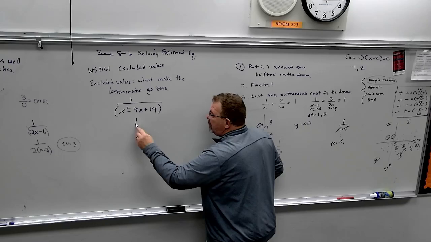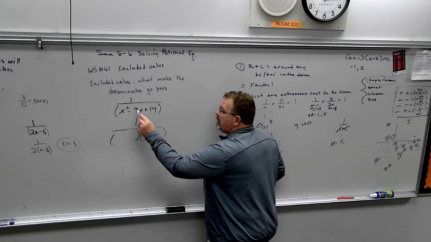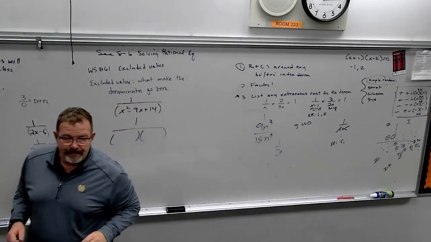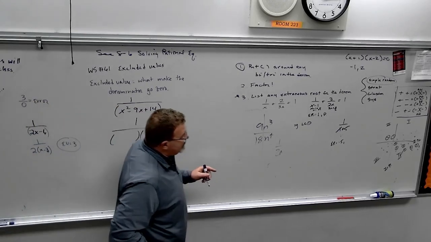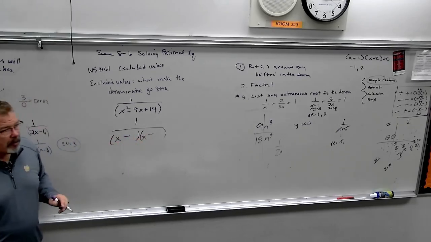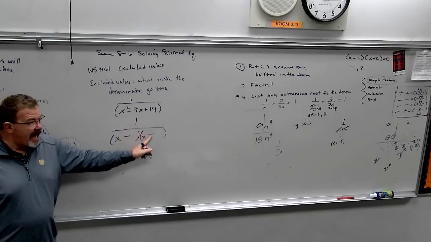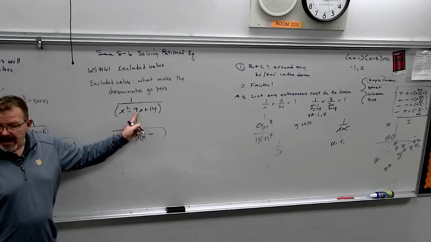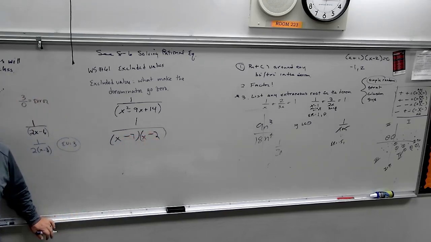Notice it's a trinomial, so we immediately go to build. What is a minus plus always going to give you? A minus plus. What's it going to be in my parentheses? A minus minus. Okay, here we go. What times what is 14? 7 and 2, and when you add them, because they're both negative, you get 9. Okay. Can you tell me your excluded values now?